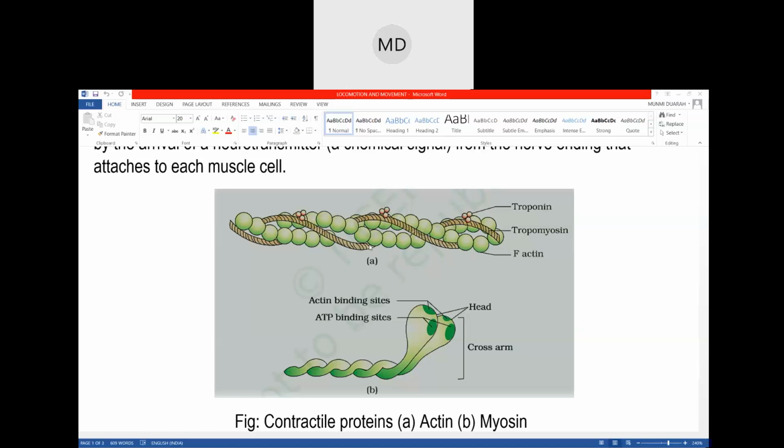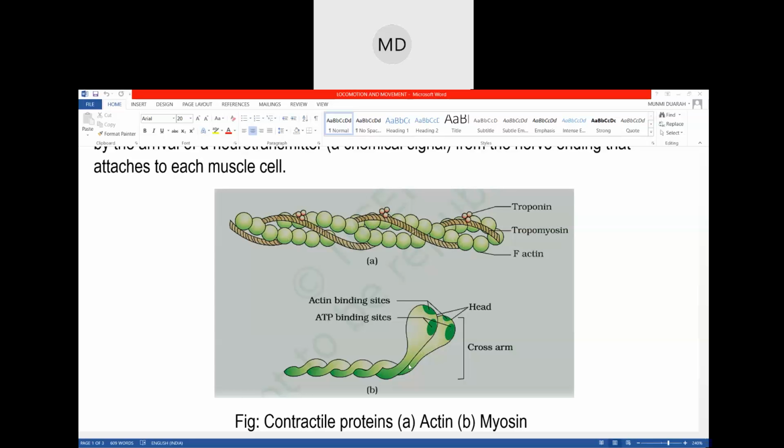So these are present on this actin. This long band, you can see here, is the tropomyosin, and these small beads are troponin, and this is the actin filament, F-actin. Okay, and then this is the myosin. This is the structure of myosin.